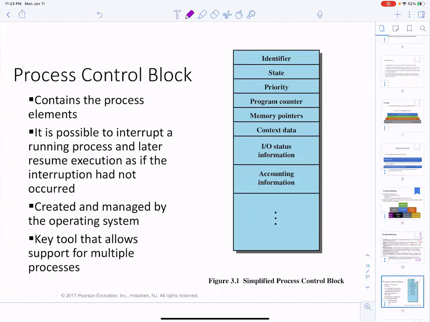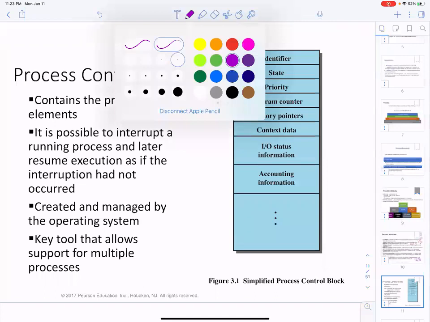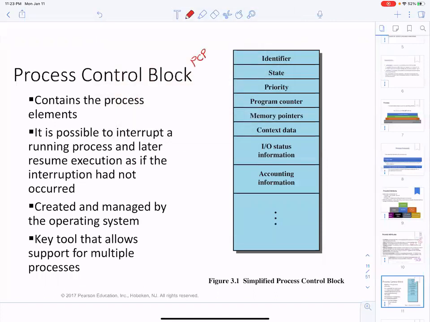So we call this a process control block. Sometimes we use the abbreviation PCB to identify the information that is needed to describe a process. Typically, it's a data structure that is stored in the main memory when a process is ready for execution. We know that this process control block is created by the operating system.